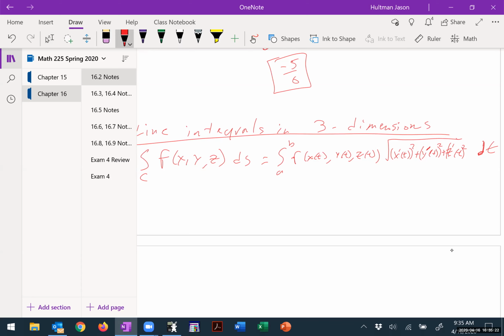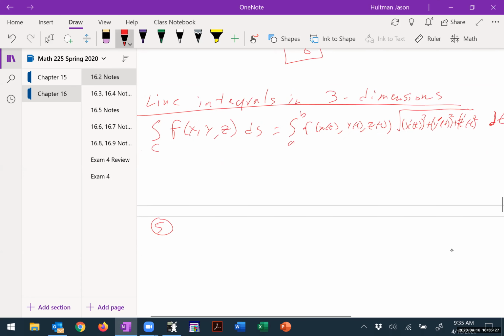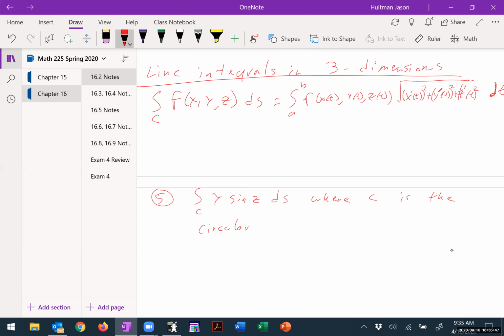Okay, number 5. Evaluate the integral over C of y sine z ds, where C is the circular helix x equals cosine t, y equals sine t, z equals t, from 0 less than or equal to t less than or equal to 2 pi.